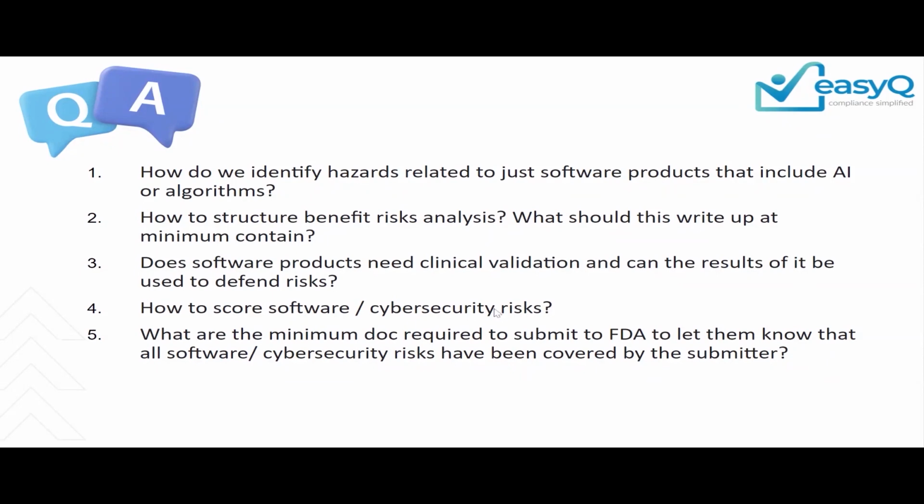How to score software cybersecurity risk? Very good question. You can either take the traditional approach that we were talking about, but in cybersecurity we also do something called threat modeling. The thought process and concept are similar to probability of occurrence and severity of harm. Here, when you do threat modeling, what we look into is how vulnerable your software is.